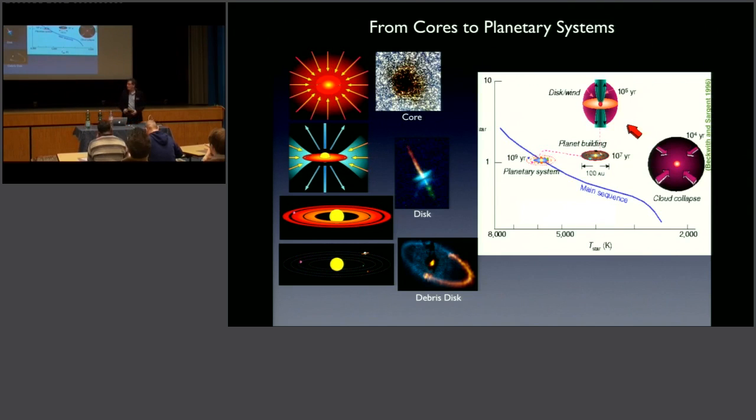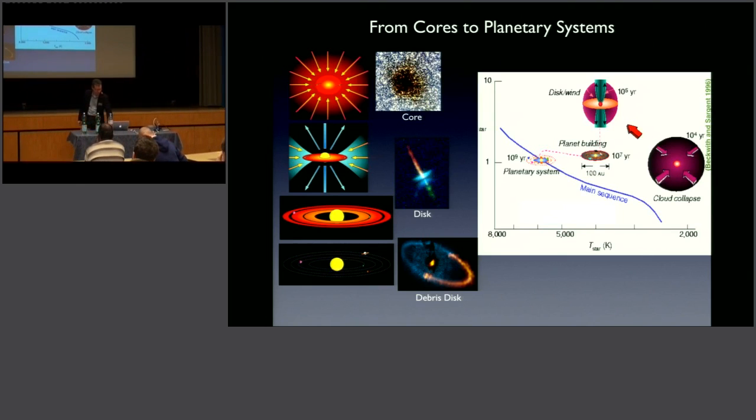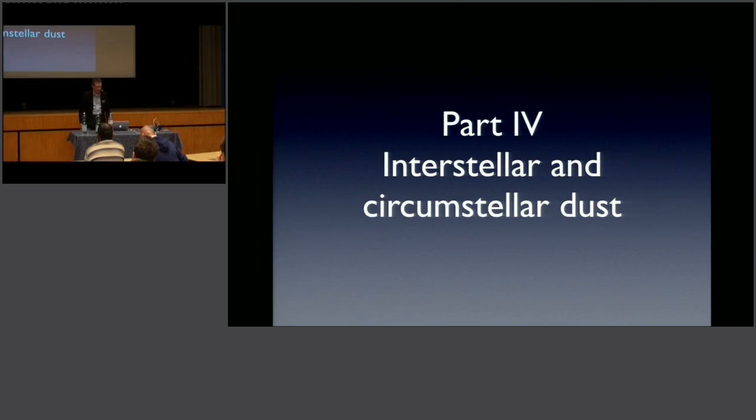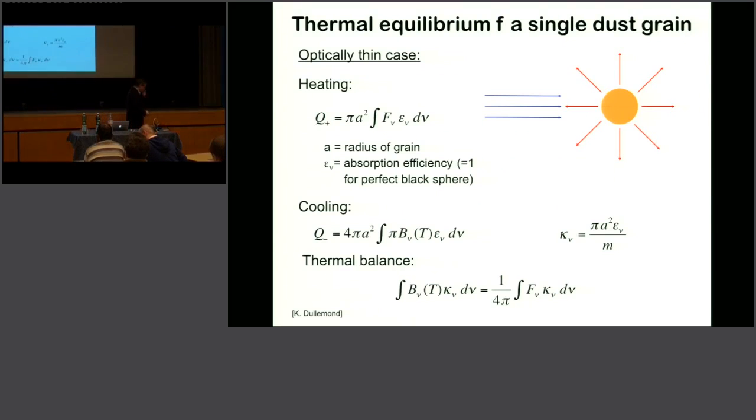Okay, so let's go back to my thread here, and today we will look at the dust first, and then see how the various phases appear due to the presence of dust around the young stellar objects. But first we go into some details about interstellar and circumstellar dust. Phil has already discussed some of this.